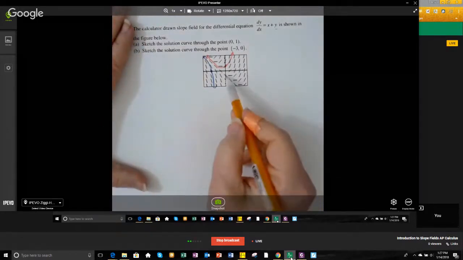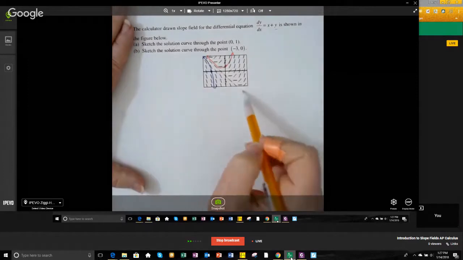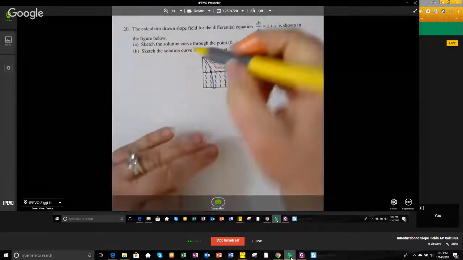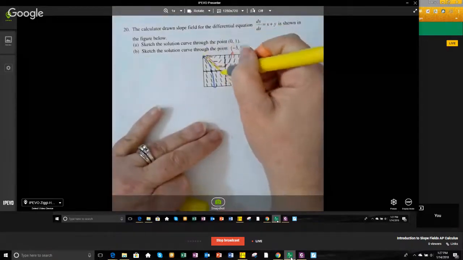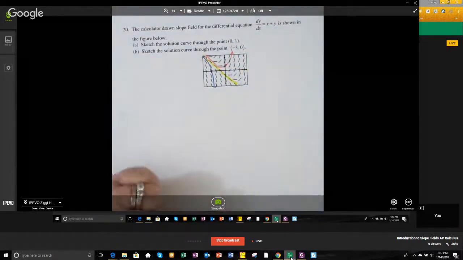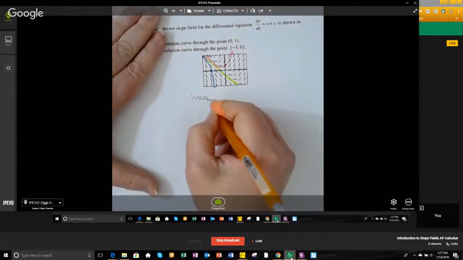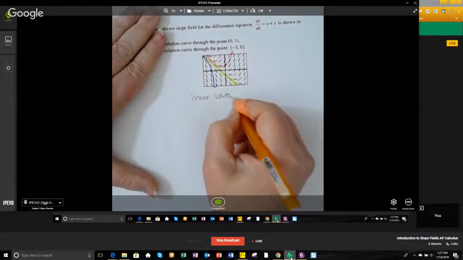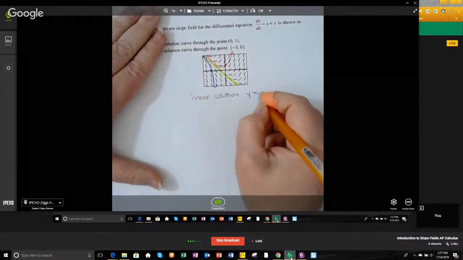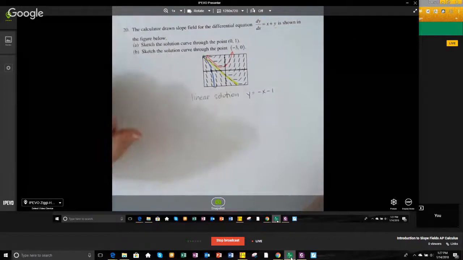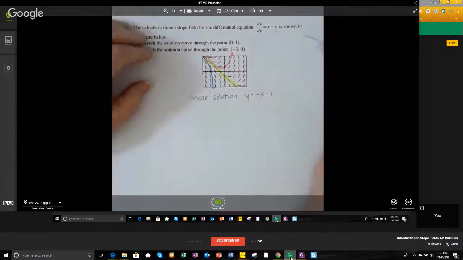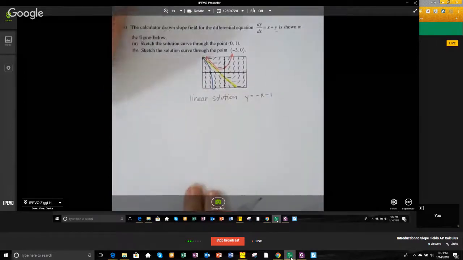All right, can anybody tell me what the linear solution is going to be? Well, we already did this once. It's going to be the linear solution is this line right here. I'll use a different color. And a linear solution is going to be y equals negative x minus 1, just like the last one, because that's the same differential equation. All right, so that's all there is to slope fields.